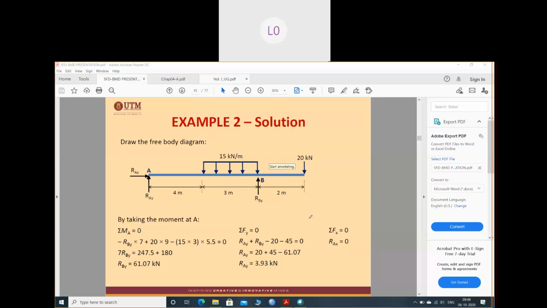Now let's take the moments. There is no horizontal force in the beam, so Rx will be zero. So this part is over. Now come to the moment part. I am taking the moment at A. I can start with any reaction, but I'm starting with RBY. If we take a moment, it will go anti-clockwise. That's why minus RBY into the distance, 4 plus 3, 7 meter.